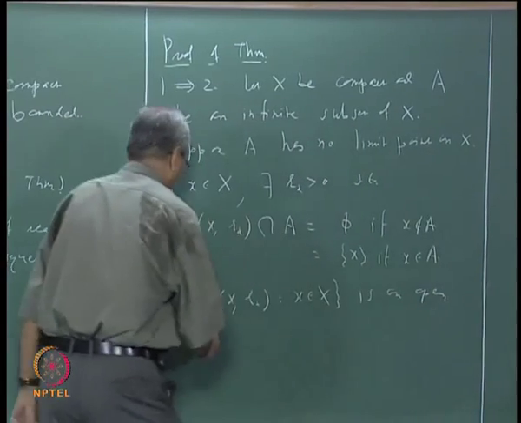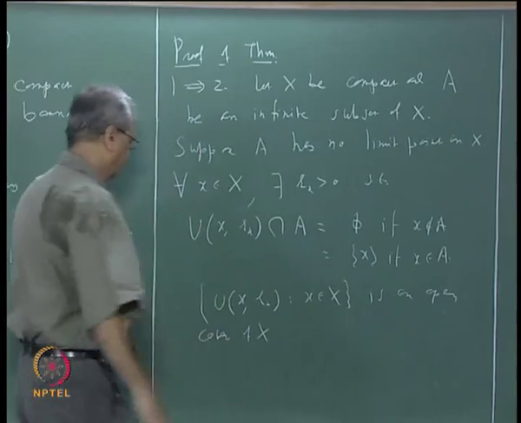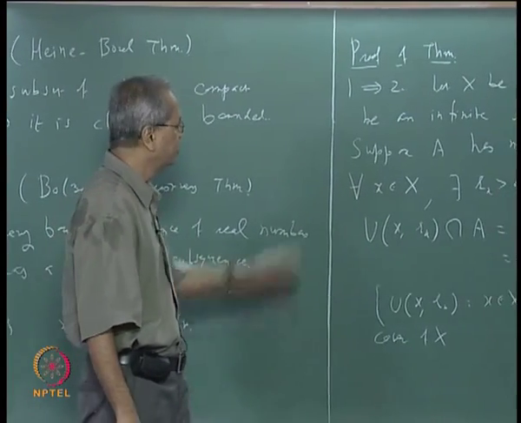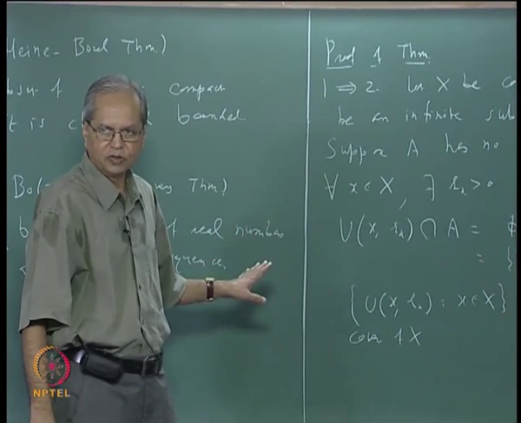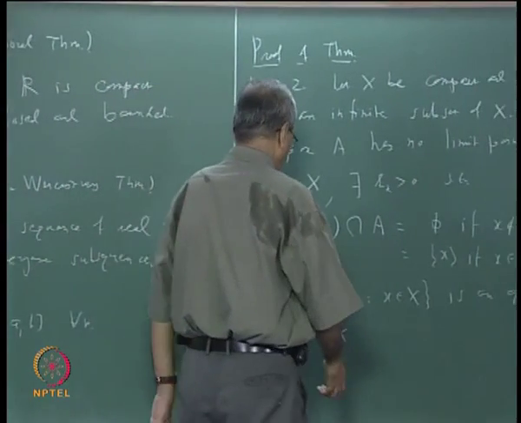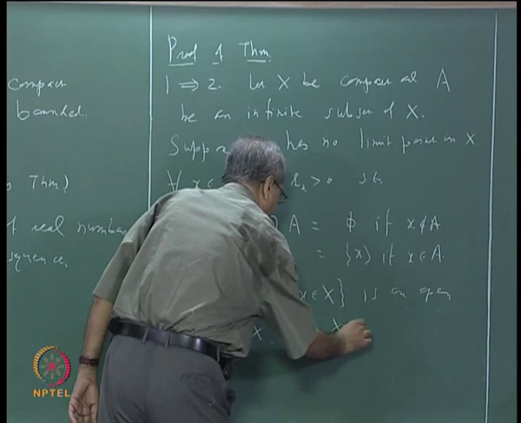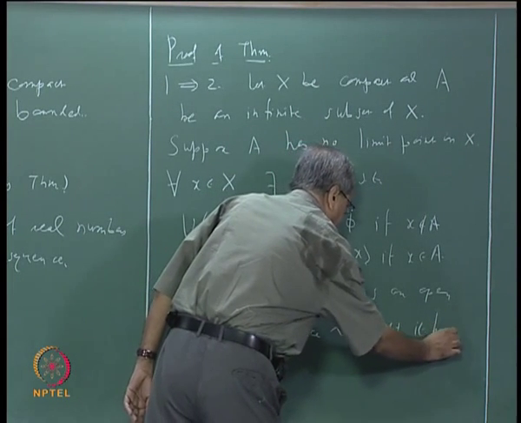It's an open cover of X, and since we have assumed that X is compact, this must have a finite subcover. This is the usual argument: since X is compact, it has a finite subcover.